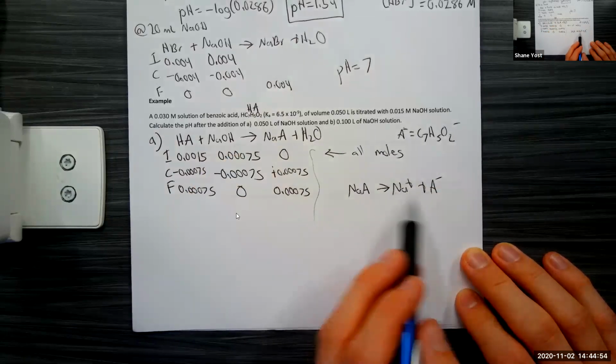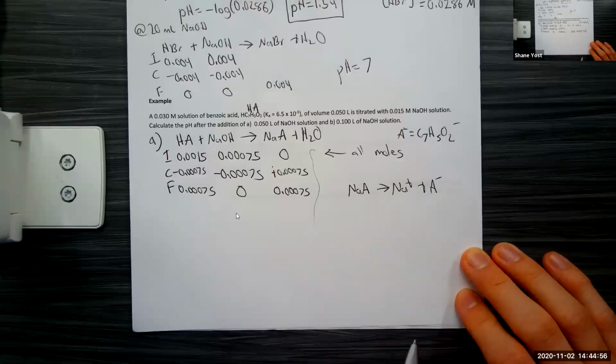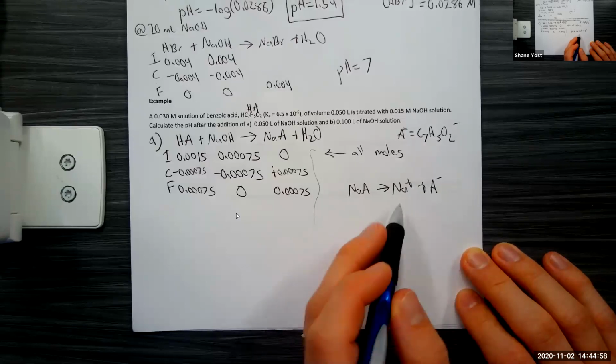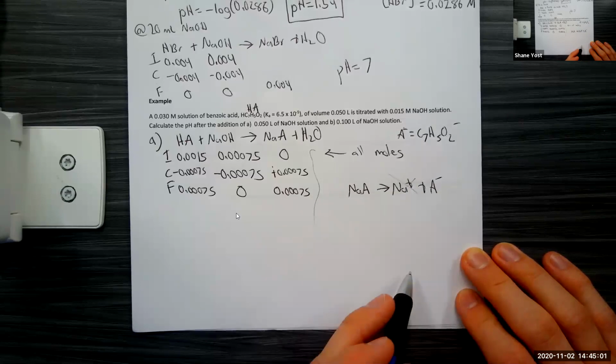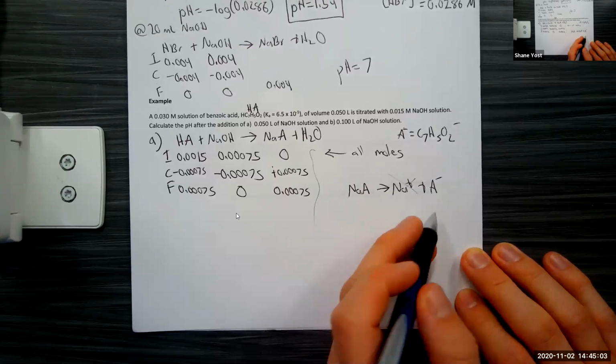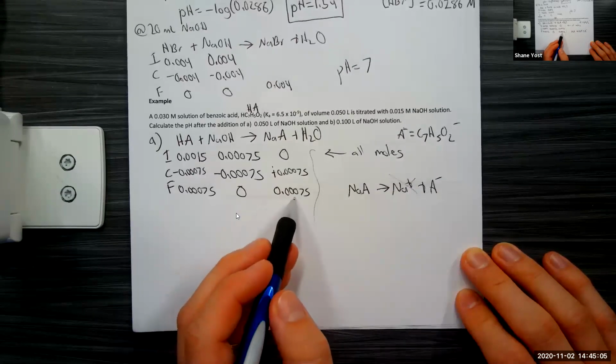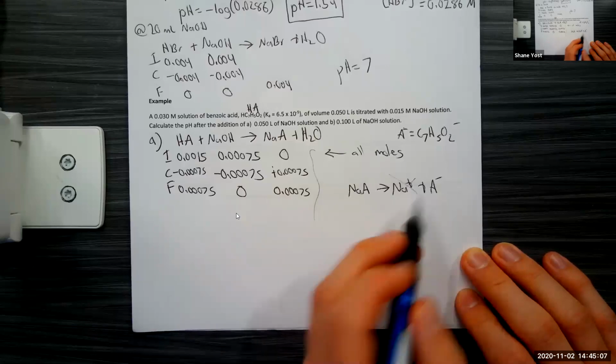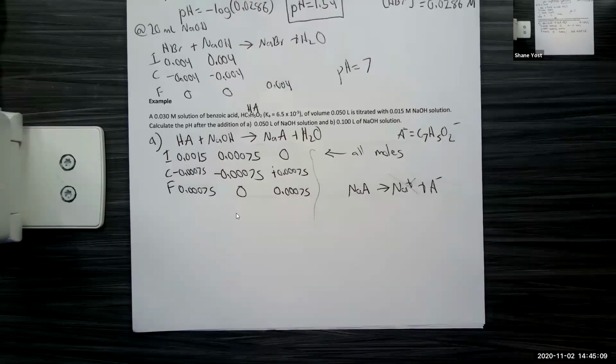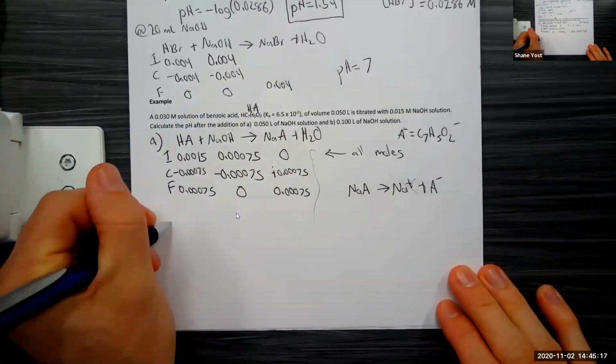That paired up with sodium is a strong electrolyte, and I don't really care about the sodium. So really, this is telling me I have 0.00075 moles of A minus in solution, which again is the conjugate base of my weak acid. So I have a weak acid and conjugate base in solution, which means I can use the Henderson-Hasselbalch equation.